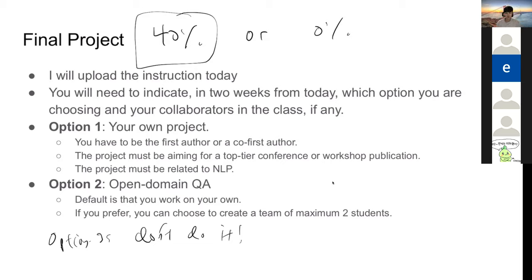But still, you will need to determine what you're going to be doing and who you're going to be doing it with in 2 weeks, so that you have about 1.5 months, actually almost 2 months, to work on your final project. So slowly, at least, right?